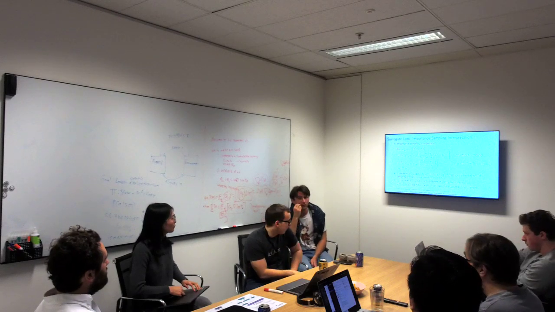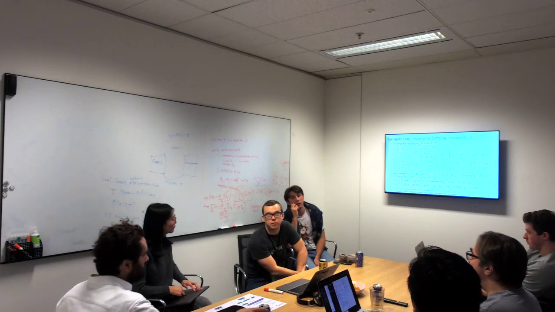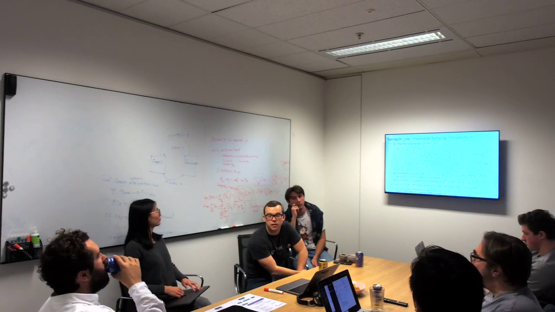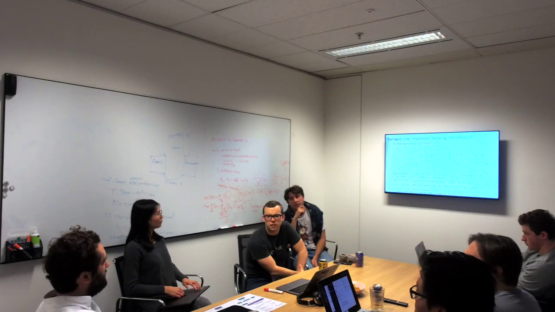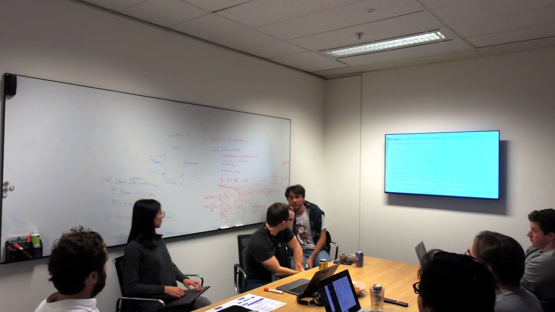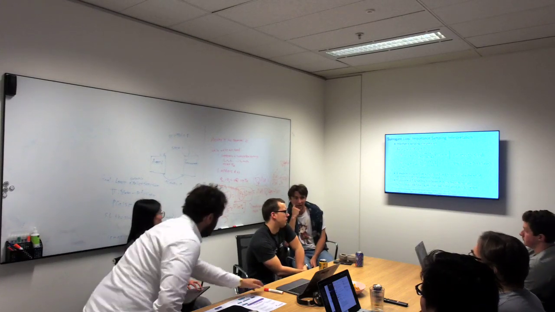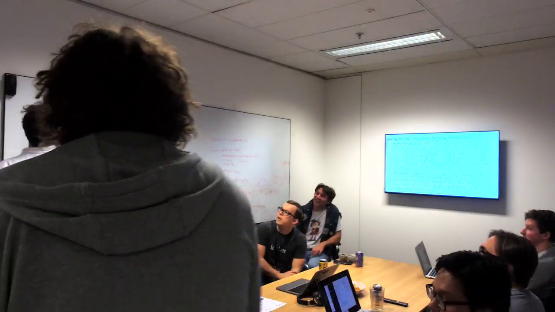By the way, A stands for advantage. It's the actual return minus the estimated return. It's Q minus V, where V is the value function.